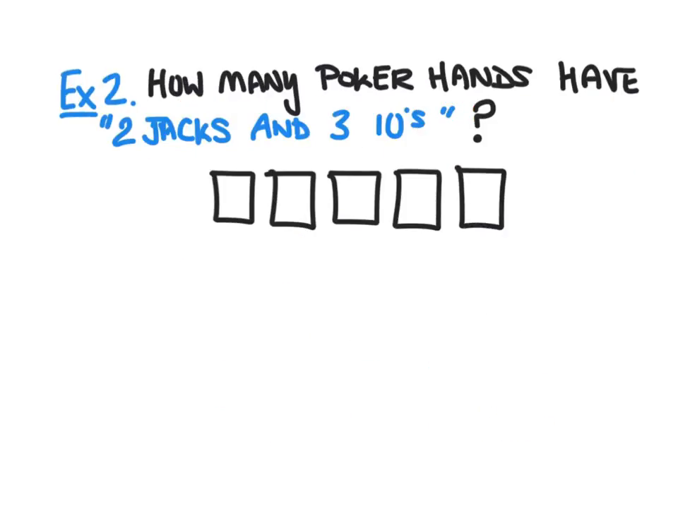Now let's look at how many poker hands have 2 jacks and 3 tens. Again, this is going to be essentially 2 tasks when we're looking for the total number of options. We have to consider options for the 2 jacks. That's going to fill in the first 2 slots. And then options for the 3 tens. Okay, and again, by the multiplication principle, if we have options for that first task, we can multiply them by the total number of options for the second task.